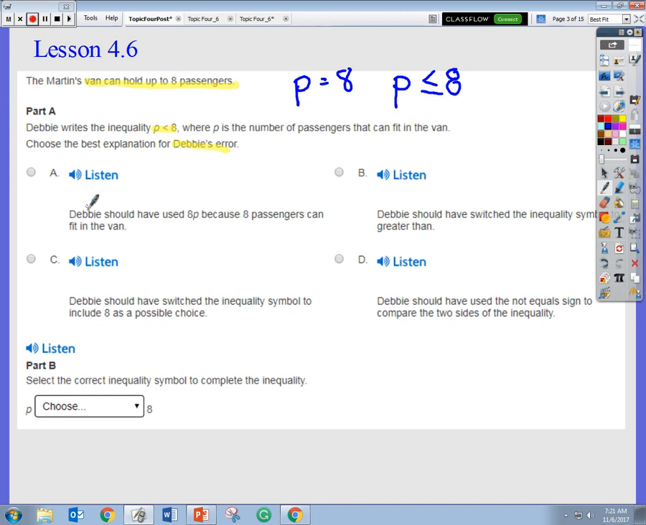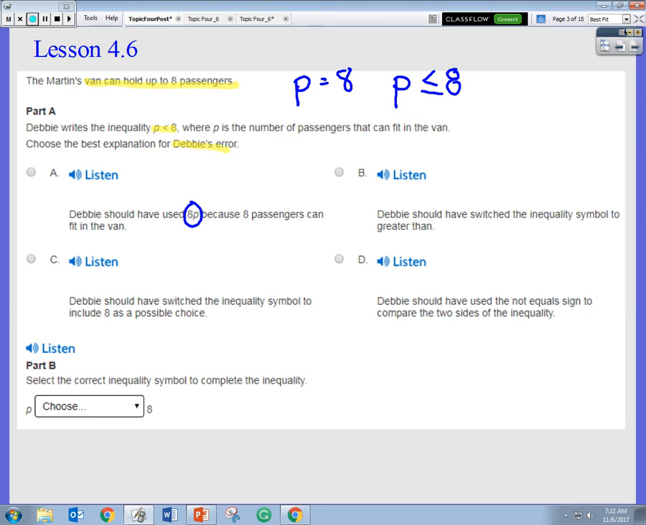Let's take a look at the mistake that Debbie possibly made. Debbie should have used P times 8 because 8 passengers can fit in the car. We're not multiplying P times 8. We're not going to go, hey, passengers times 8. That doesn't make sense. We can end up with 24 passengers.